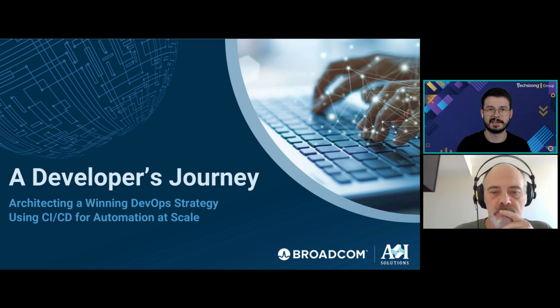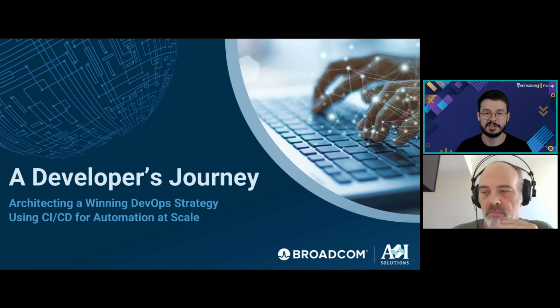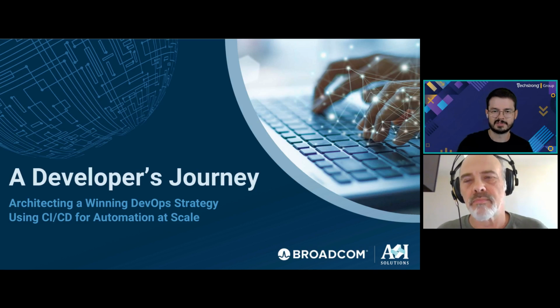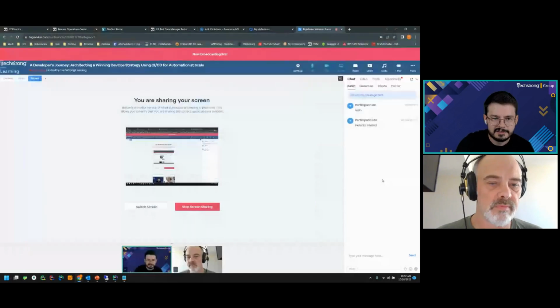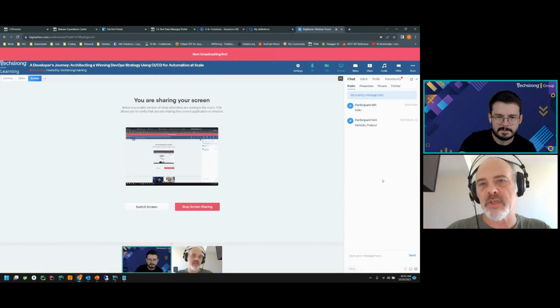So our topic is a developer's journey, architecting a winning DevOps strategy using CI/CD for automation at scale. And I'm joined today by Tim Higgins, Senior Solutions Architect at A&I Solutions. So Tim, thank you so much for joining us today. I'm going to go ahead and turn the floor over to you and let you run away with it. Let me switch it from our slide over to your screen share. Awesome. Thank you very much.